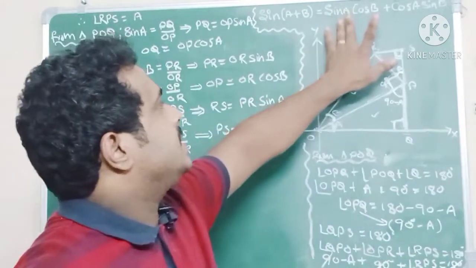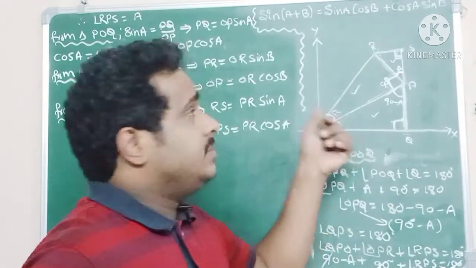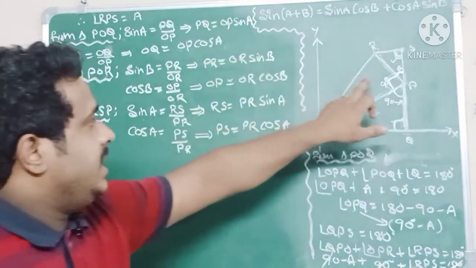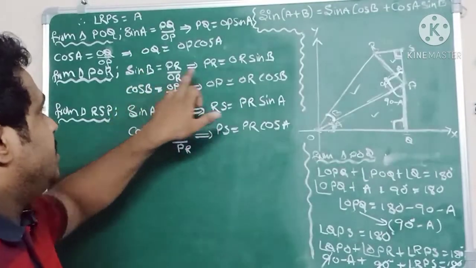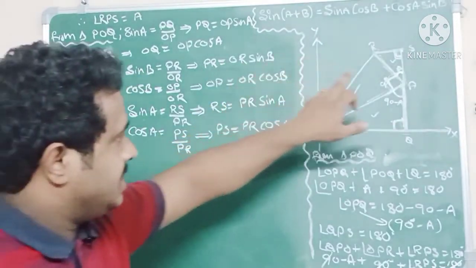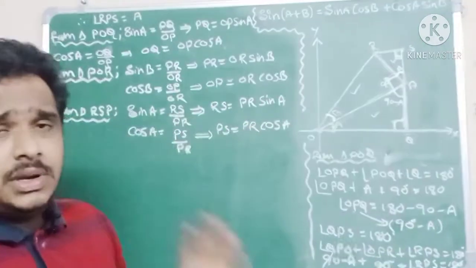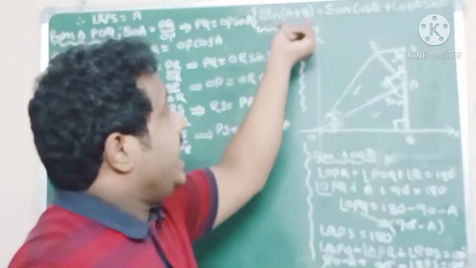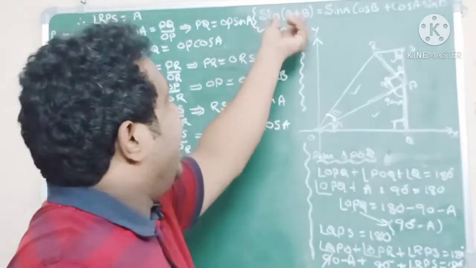What we needed were the sin and cos ratios from this triangle. Where A is acute, we got the sin A and cos A ratios. In the same way, from this triangle where B is acute, we got the sin B and cos B values. In the same way, in this triangle, sin A and cos A values we also got. That's it. Now what we have to prove? Sin A plus B.